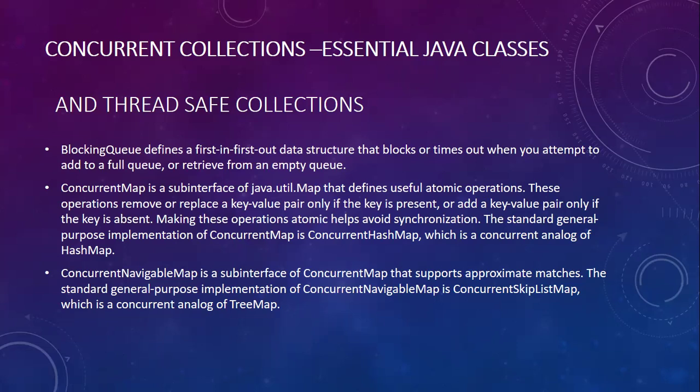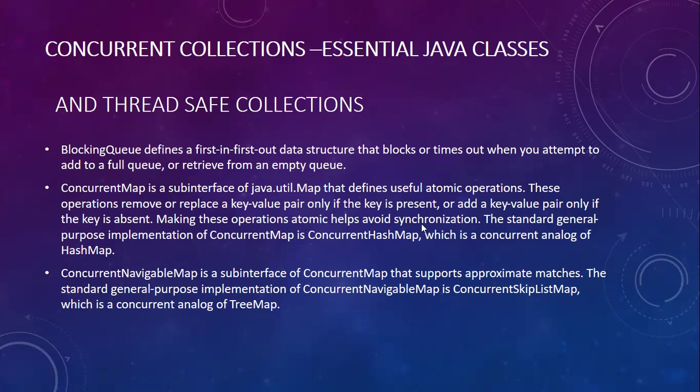Then another thing is ConcurrentMap, which is a sub-interface of the Map interface. But we have ConcurrentHashMap, another class which helps us with all these atomic operations and avoids synchronization issues. These operations, such as remove, or replace a key-value pair only if the key is present, are made atomic, avoiding synchronization.